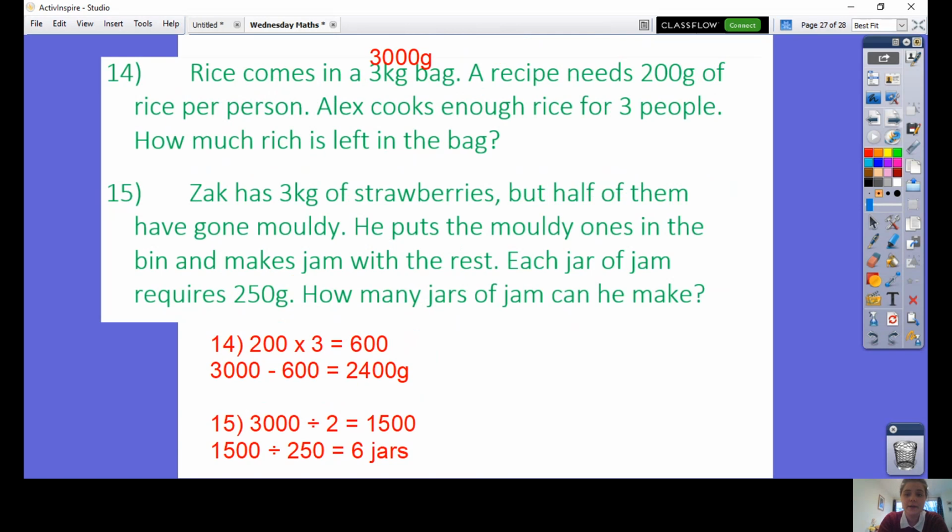For your next question then, a recipe needs 200 grams of rice for 3 people. So first, how much do you need for 3 people? 600 grams. Then once you've converted 3 kilograms into grams, you do 3,000 take away 600 to leave you 2,400 grams.